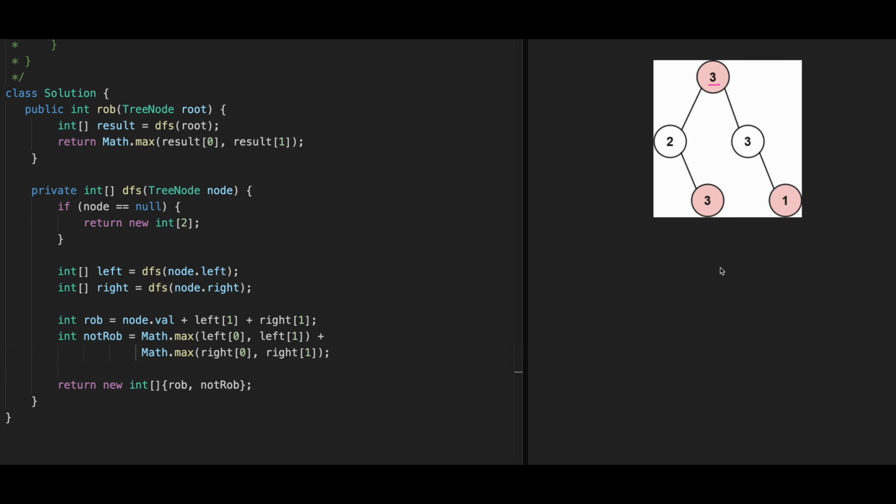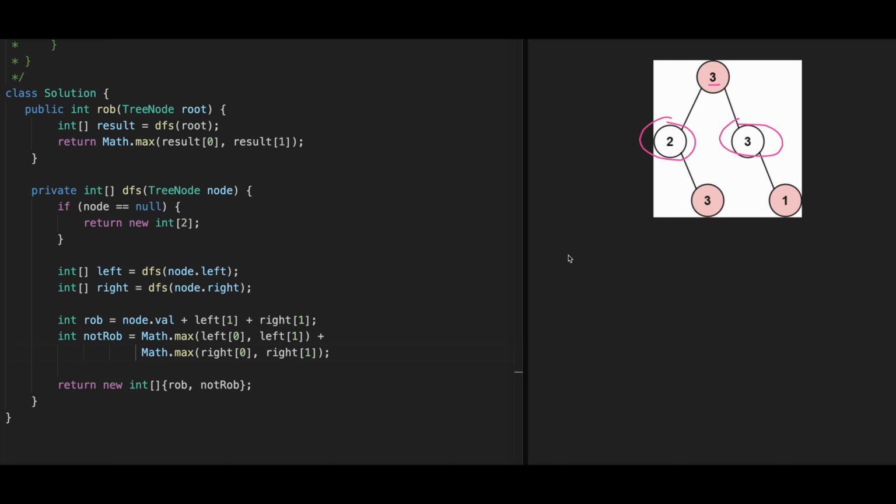So how are we going to solve this problem? We are going to solve this problem using the DFS approach. Let's say this scenario. Starting from the root, we recursively call and get the maximum value. We are getting the values for the left and for the right. We are getting two values.